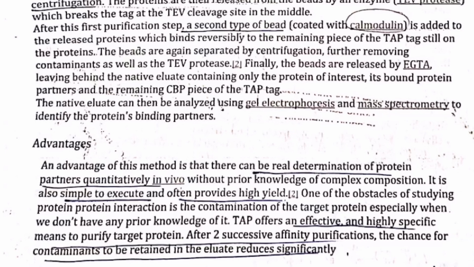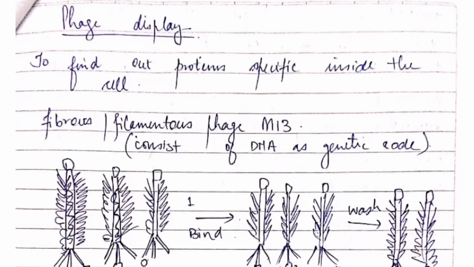Now, the next type of method of identification is phage display. Phage display is used for identifying ligands of proteins. It is used to find out proteins that are specific inside the cell. They are fibrous, filamentous phage. It consists of DNA as genetic code inside them.